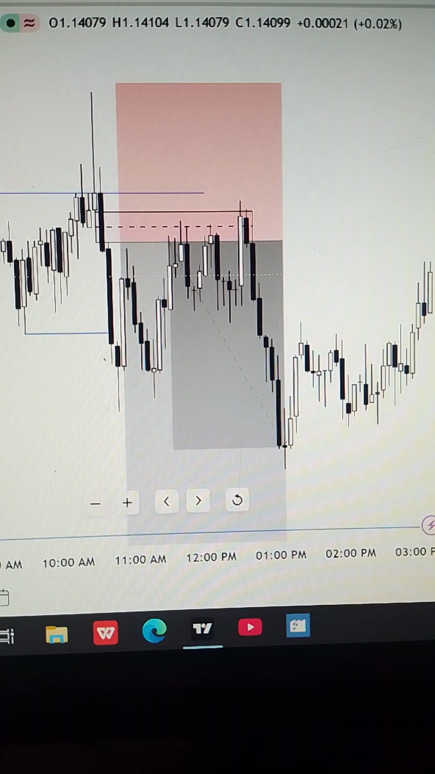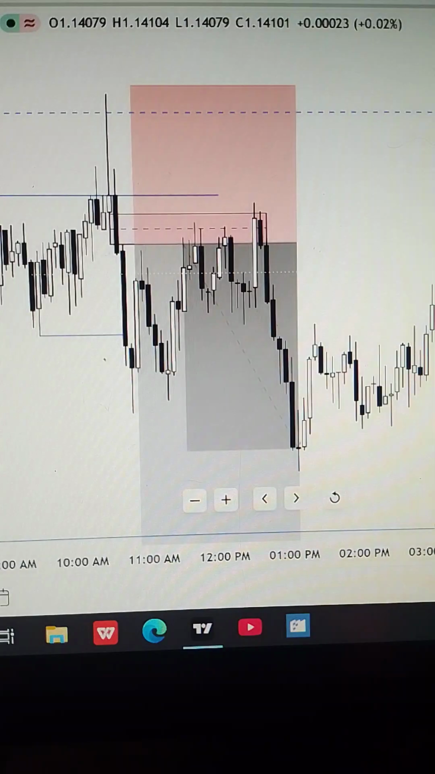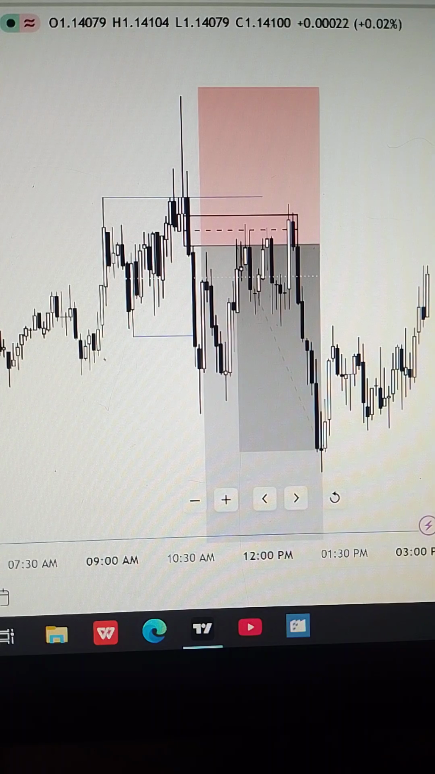If you have any question, feel free to ask. So that's how to flip a small account using support, resistance, breakout, and whatever.